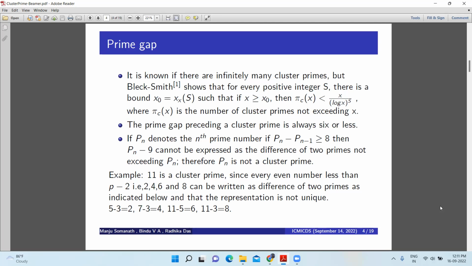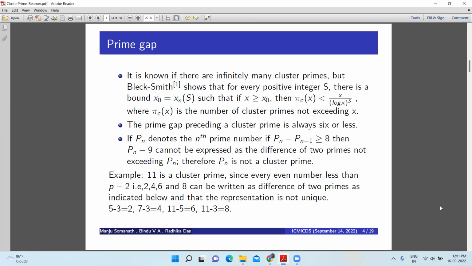If you consider the set of prime numbers, the prime gap can be any even number, but for a cluster prime, the prime gap is always less than or equal to 6. It is a property of cluster primes. If p_n denotes the nth prime, if p_n minus p_{n-1} is greater than or equal to 8, then p_n minus 9 cannot be expressed as the difference of two primes not exceeding p_n. Therefore, p_n is not a cluster prime.